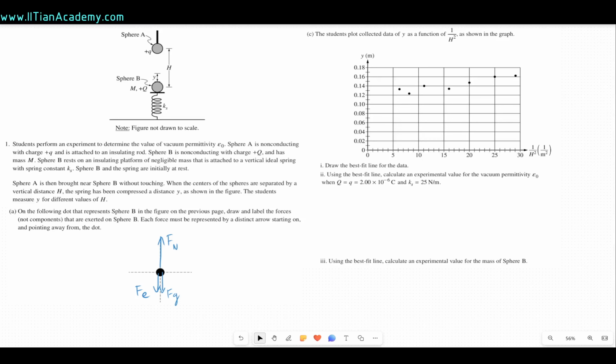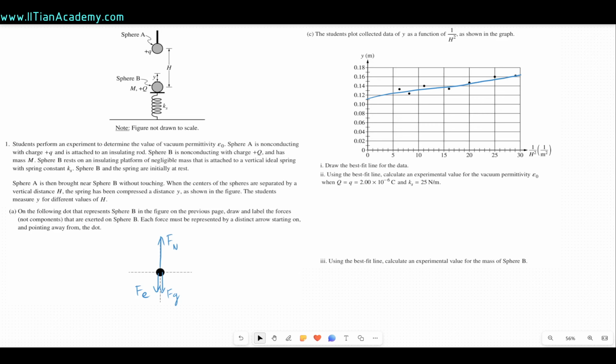So in part C, we're told the students plot y as a function of 1 over h squared, and we're given this graph. In part 1, we need to draw the line of best fit for the data. So what we really just have to do here is look at the points and see that they follow some sort of linear relationship, for which we can draw a line something like this.